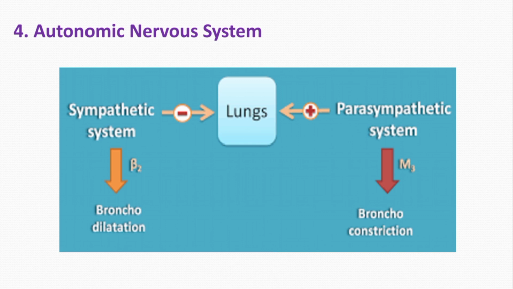Now, the next factor is also important, and it is the autonomic nervous system, and you know there are two divisions of the autonomic nervous system, that is sympathetic and parasympathetic. Sympathetic stimulation causes bronchodilation and increase in the diameter of the airways. So, sympathetic stimulation decreases airway resistance. On the other hand, parasympathetic stimulation causes bronchoconstriction and decrease in the diameter of the bronchi and bronchioles. So, parasympathetic stimulation causes more airway resistance.